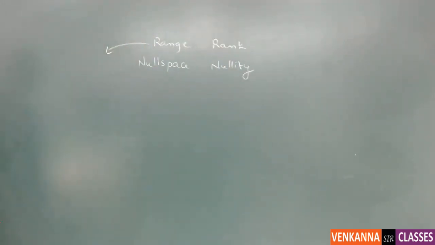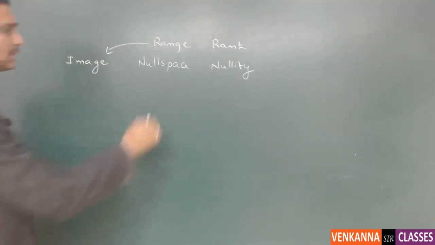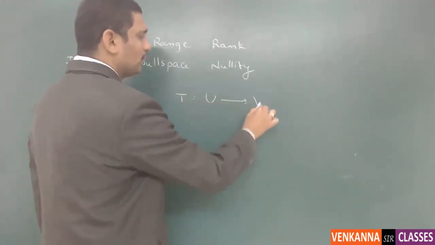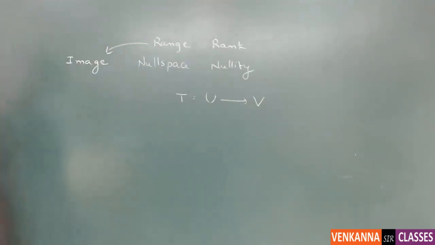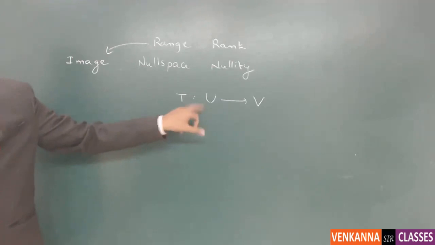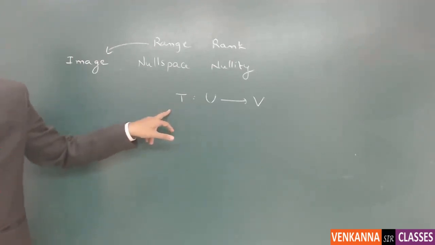For range, there is another name called image. Suppose T is a transformation from U to V. So you are considering all the images of U under the function T.